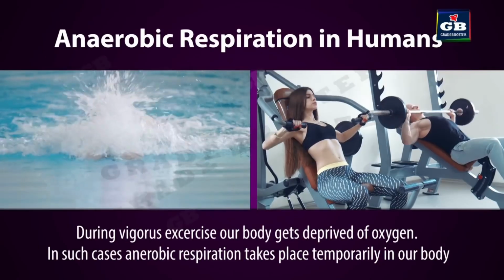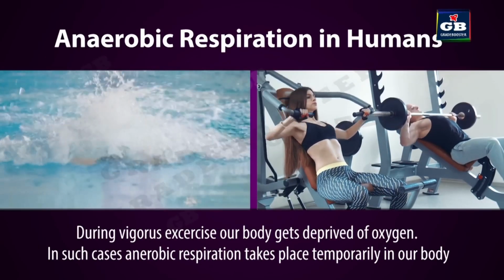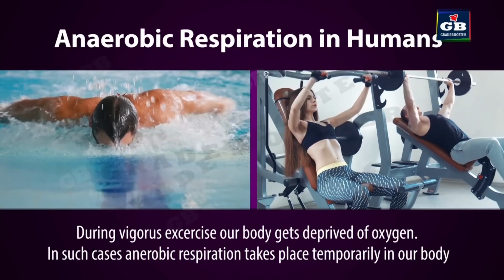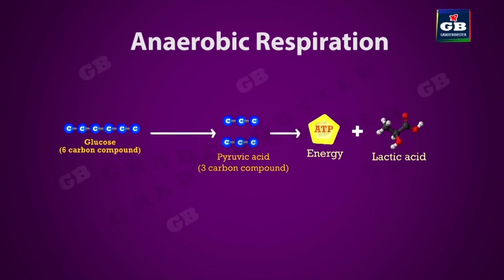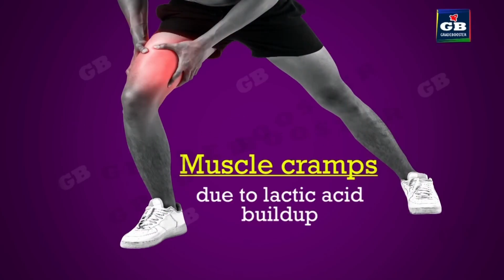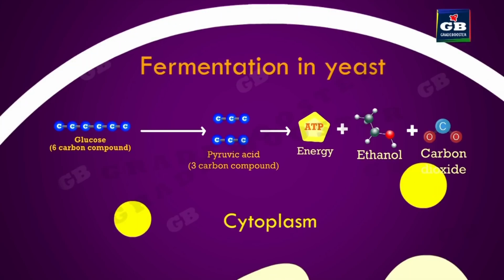While doing vigorous exercise, the oxygen levels decrease in our muscle cells. This leads to oxygen deprivation and leads to anaerobic respiration. In anaerobic respiration, pyruvic acid molecules turn into lactic acid by releasing energy. The buildup of this lactic acid in the muscle tissue due to anaerobic respiration leads to muscle soreness or muscle pain. In organisms like yeast, during anaerobic respiration, pyruvic acid molecules are converted into ethanol.